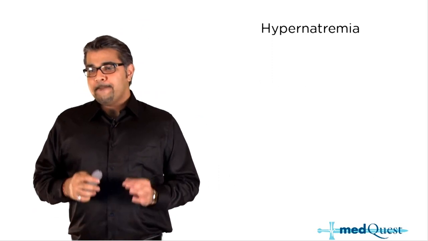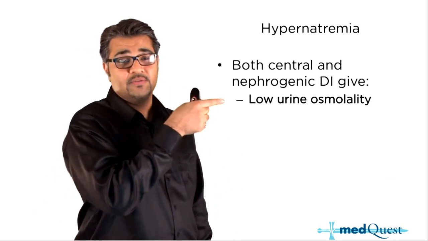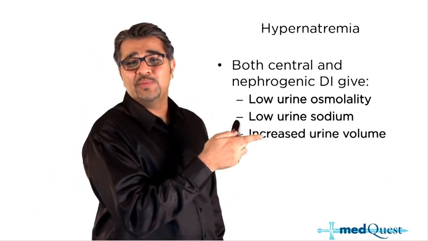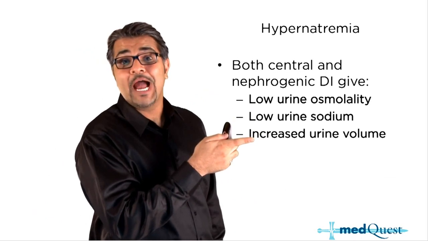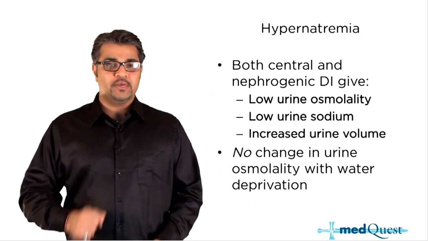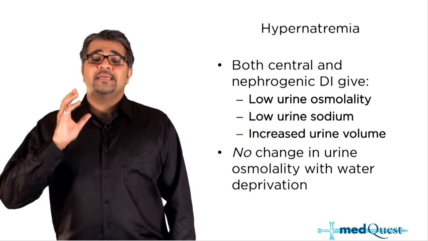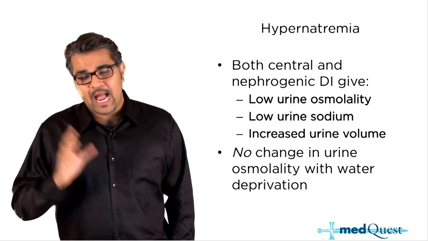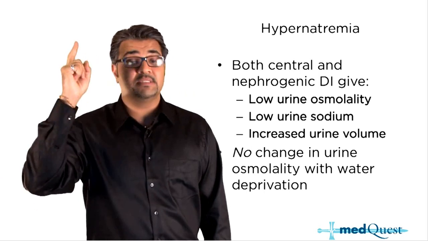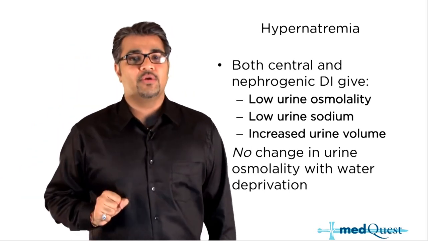Now, both central and nephrogenic diabetes insipidus are going to give you low urine osms. That's right, you're going to have low urine osmolality, low urine sodium, an increased urine volume because you're not anti-diuresing, you're just diuresing. And lastly, no change in urine osms with water deprivation. Holding back on water for them is not going to change anything. It may even make it worse. Central and nephrogenic diabetes have the same urine osm, the same urine sodium, low and low, and an increased urine volume.